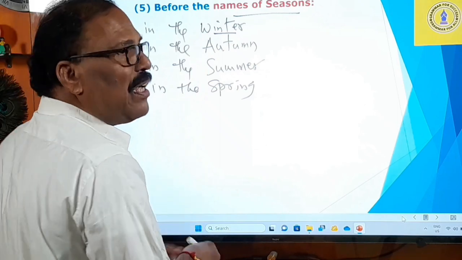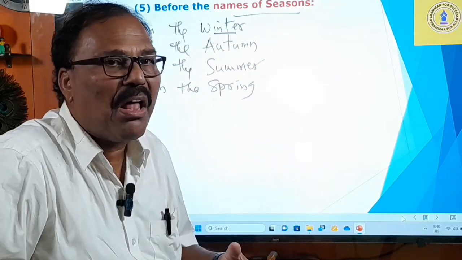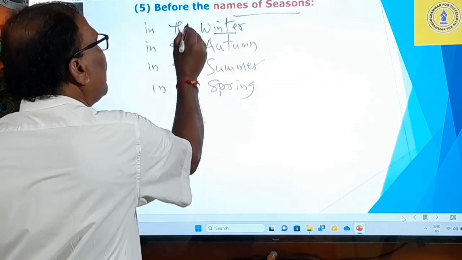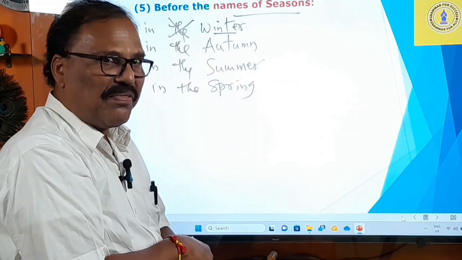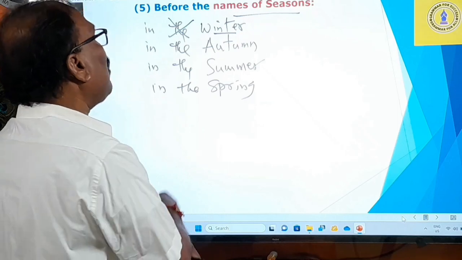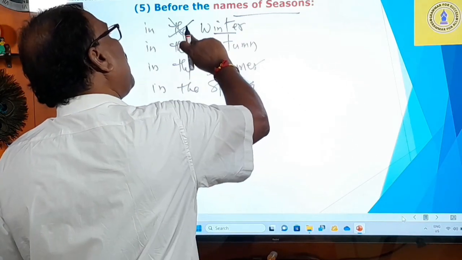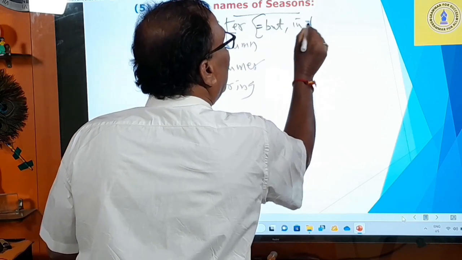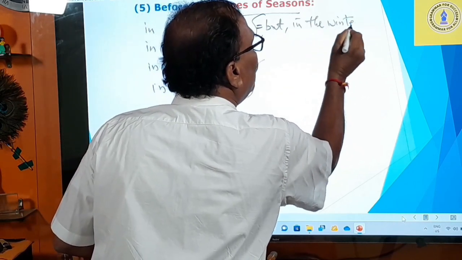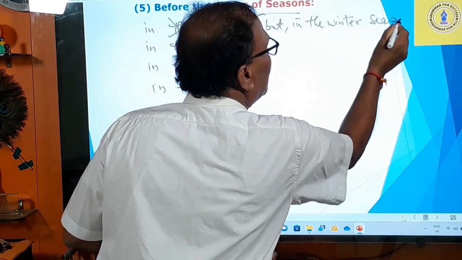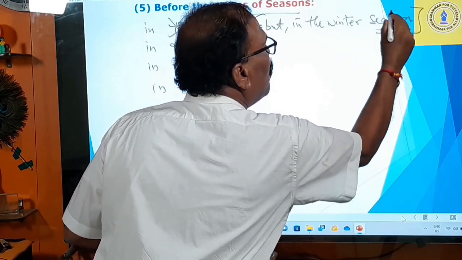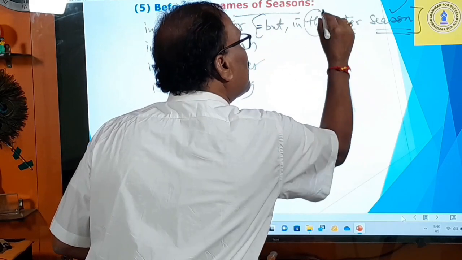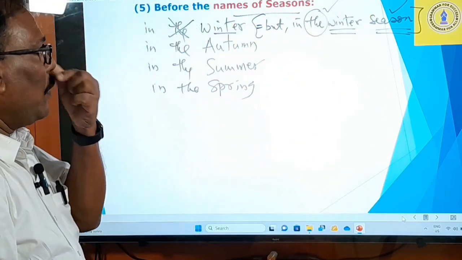The weather in Simla will be very chill and cold in winter. You cannot say "in the winter". No. In winter itself is enough. If you want to use "the", then you have to say it like this: in the winter season, you can say that. If there is a word like "season" after the name of the season, then you can use this. This is right.